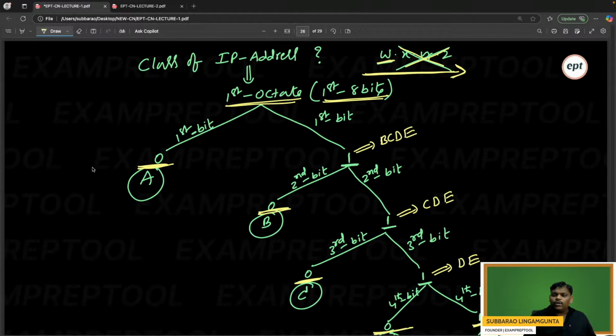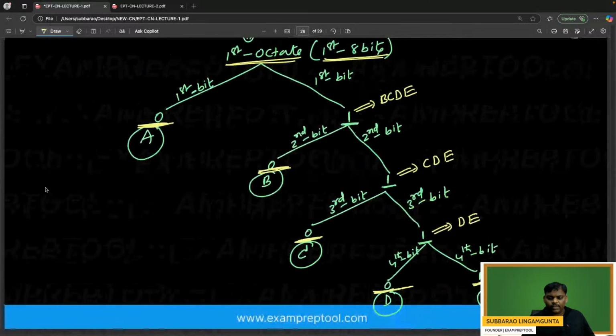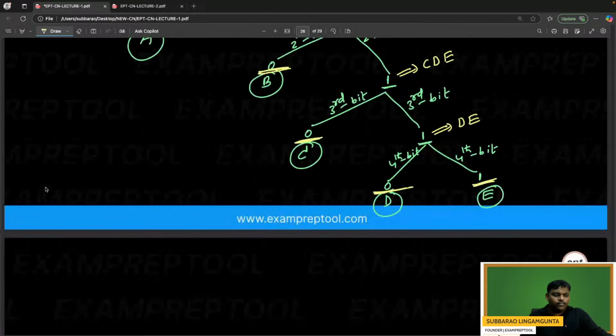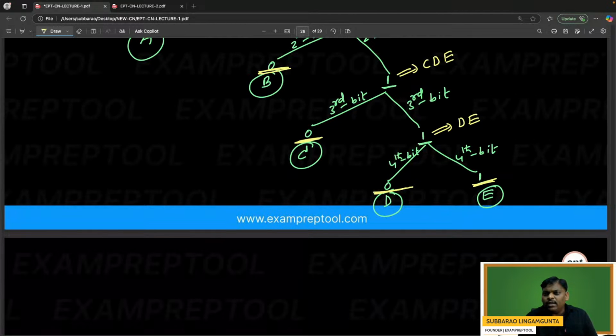Please let me know if there is any objection. It's a very, very important diagram. If you got this diagram, you got IP addressing. Let me know if anyone has any objection. Even a small doubt, please let me know.